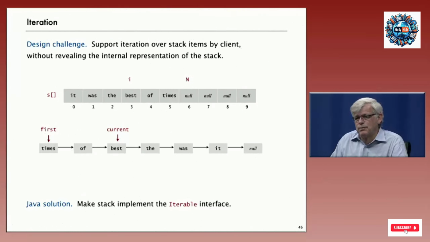Now, Java does provide a nice solution to this called iteration. So what we're going to do is look at how to make our stack and queue and other data structures that we consider later on implement the so-called iterable interface. And it'll work for client code no matter which implementation we use. So let's take a look at the details of that.